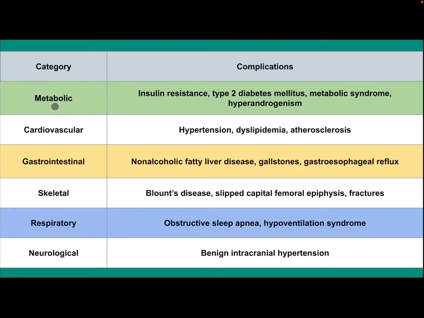Complications of obesity: metabolic, like insulin resistance, type 2 diabetes mellitus, metabolic syndrome, and hyperandrogenism. Cardiovascular: hypertension, dyslipidemia, atherosclerosis. Gastrointestinal: non-alcoholic fatty liver disease, gallstones, gastroesophageal reflux. Skeletal: Blount disease, slipped capital femoral epiphysis, fracture. Respiratory: obstructive sleep apnea, hypoventilation syndrome. Neurological: benign intracranial hypertension.